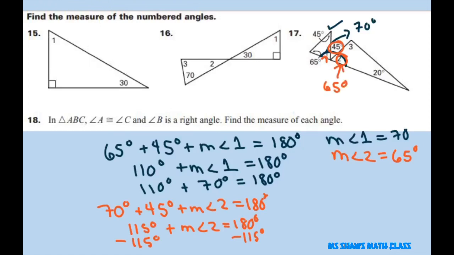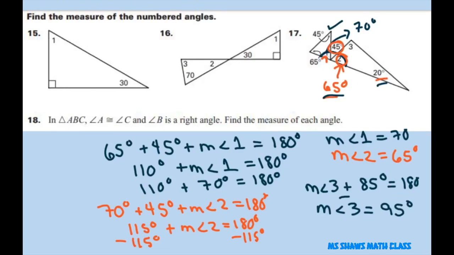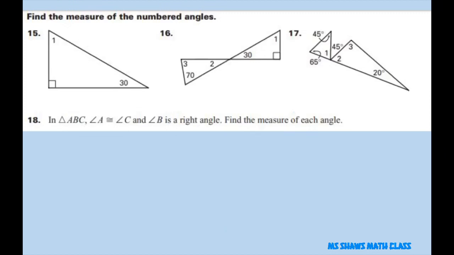And then you just add 65 with the 20 to get the measure of angle 3. So the measure of angle 3 plus, when you add these two, that's 85. 85 degrees equals 180. And then subtract 85 from both sides of the equation. And the measure of angle 3 would equal 95 degrees. And that's it on this. And then we have to do this last one. So let's look at it.